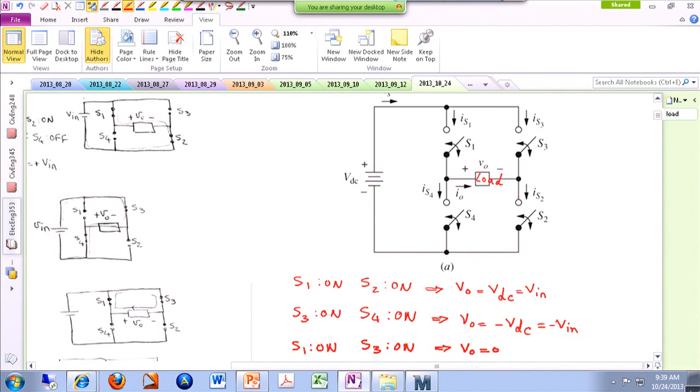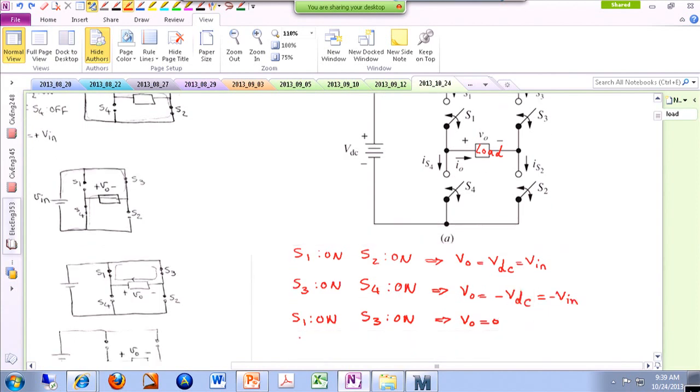Similar to that, I can turn S2 on and S4 on and create a short circuit loop over here, or short my load through S2 and S4 instead of S1 and S3. Gives you the same results. So the 4th mode is S2 on, S4 on. Then again, Vout will be 0. Okay? And the source is not really engaged.